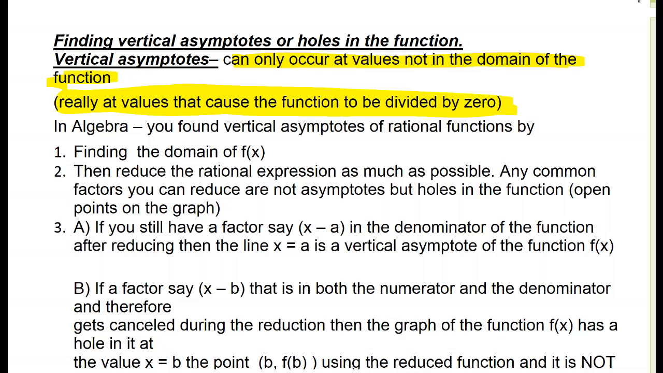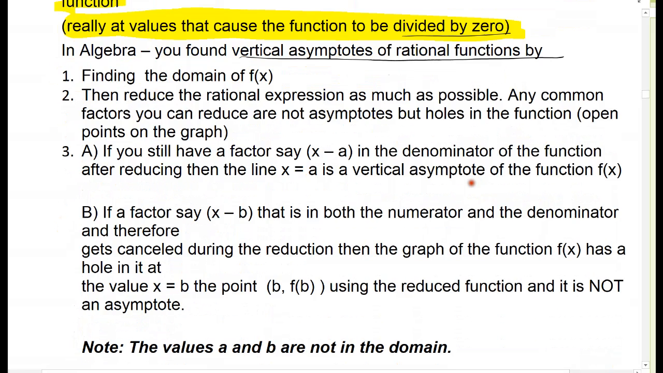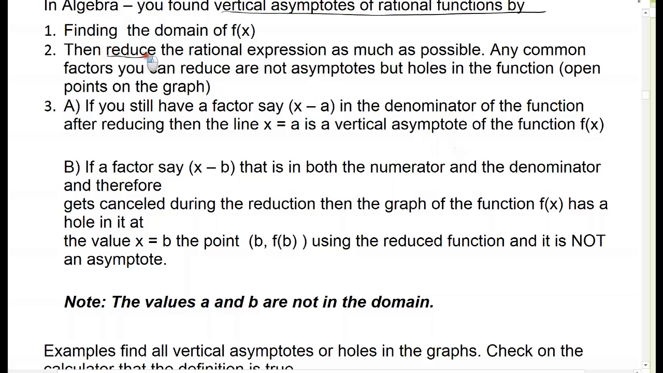And so in algebra, what we do when we find vertical asymptotes of rational functions, first thing again, you should know the domain because again, what causes me to divide by 0. And then we reduce the rational expression. So what we do is we look to see if there's any common factors that can reduce to 1. Common factors are not asymptotes. What they are is a hole in my function, which is still important.